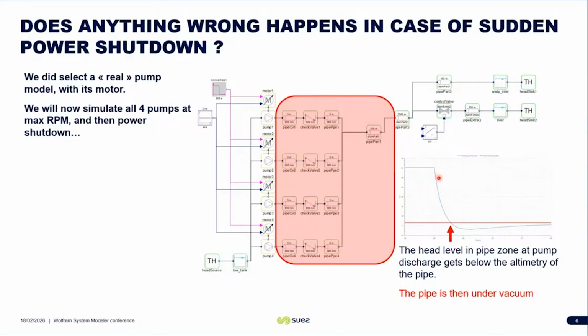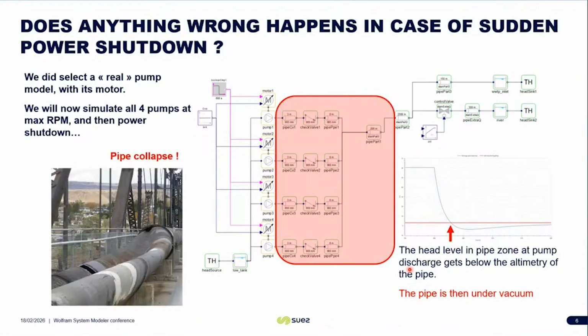This can lead to a pipe collapse. Unfortunately, it does happen. Pipelines are quite robust against pressure from inside to out, but when we submit them to negative pressure, it's quite easier to implode them. And so this is a major risk that we must mitigate.